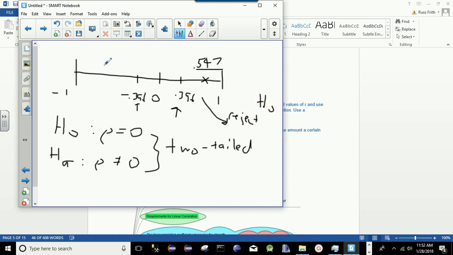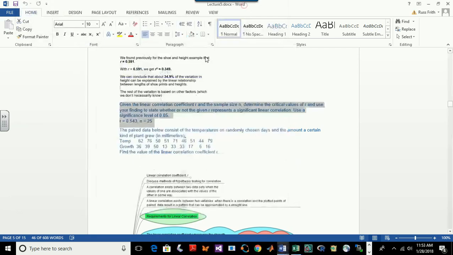Okay, or if it fell here, you would reject the null, which says that there's no correlation. If it fell here, then you would fail to reject the null and say that there is no linear correlation. No linear correlation on this interval, linear correlation here, linear correlation here. So that's how you answer that question. All right, so let's move on to the next question.